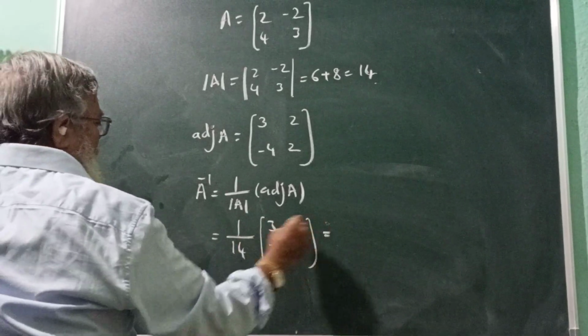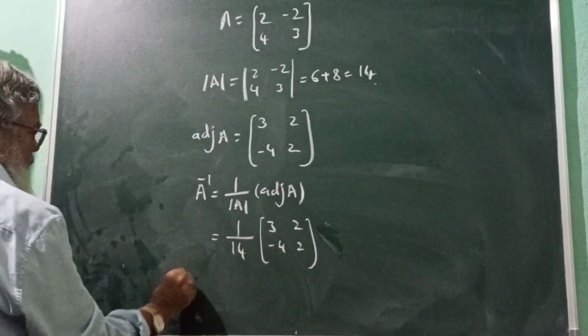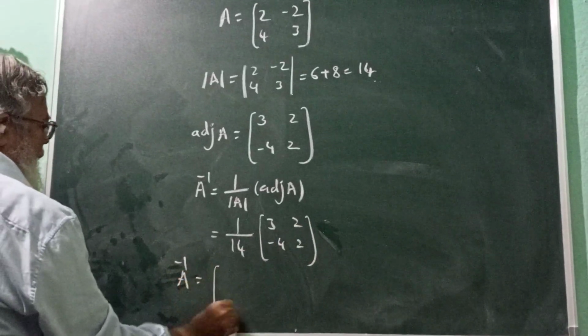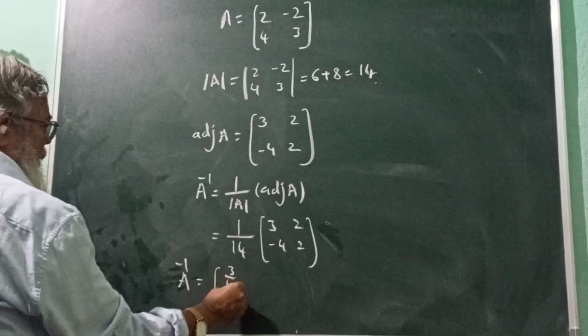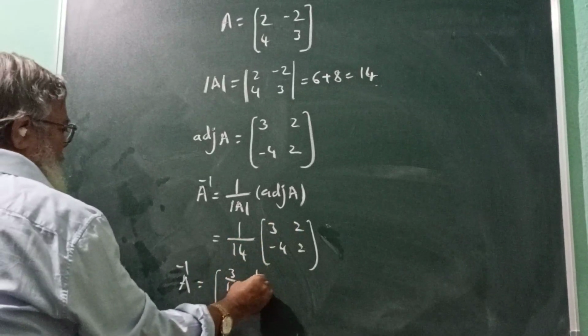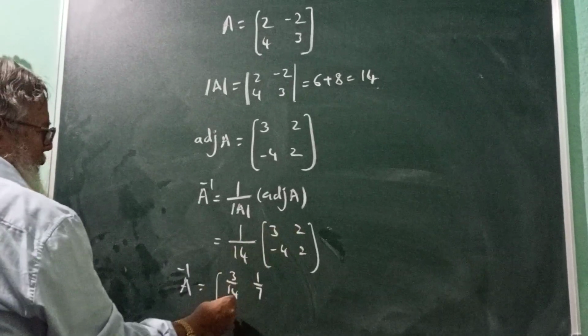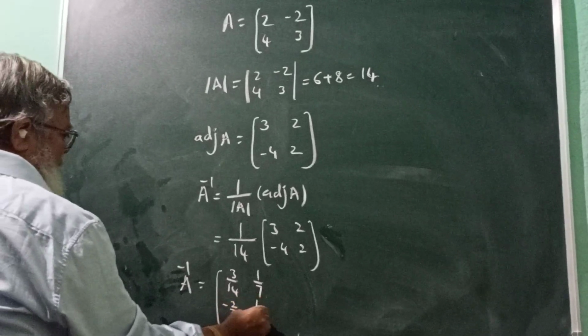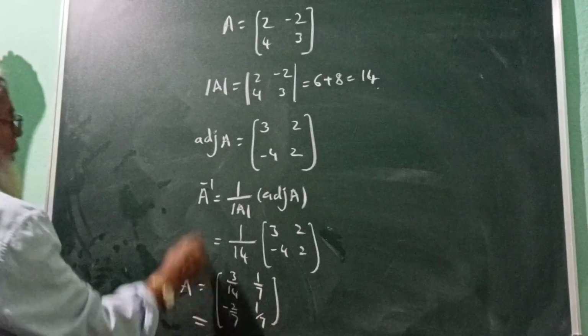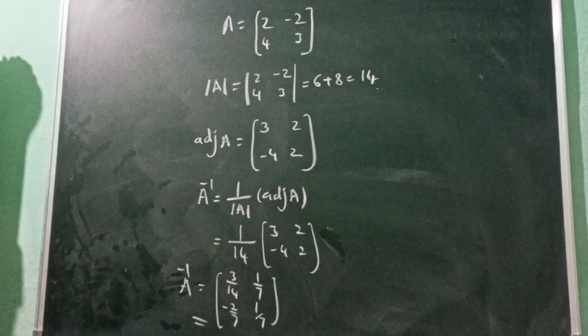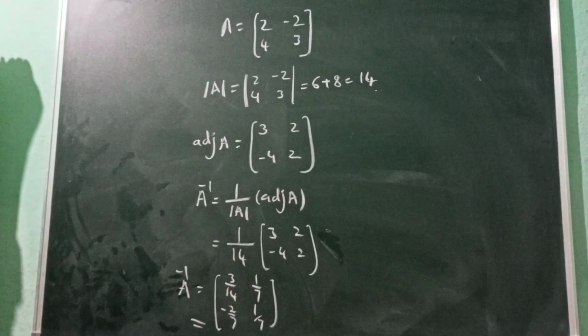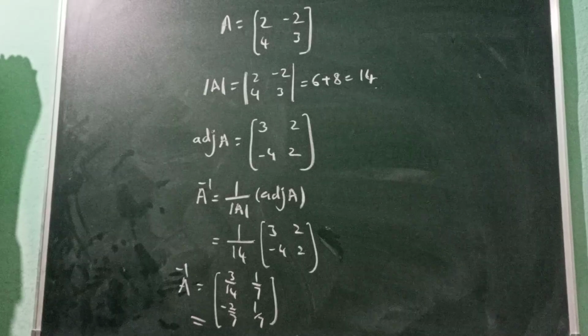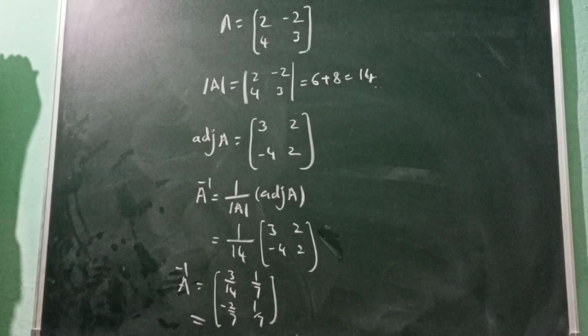That is equal to, if you write it down, A inverse is equal to 3 by 14, 2 by 14 means 1 by 7, 4 by 14 means 2 by 7, and 1 by 7. That is the inverse of the matrix A. If we have to find the inverse of a second order matrix, then this is the method to find the inverse of the matrix A.